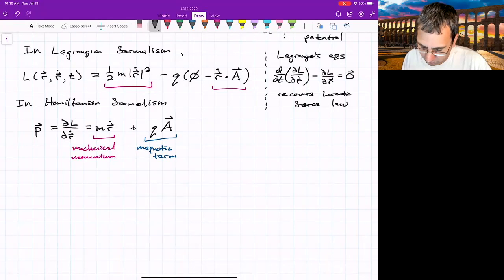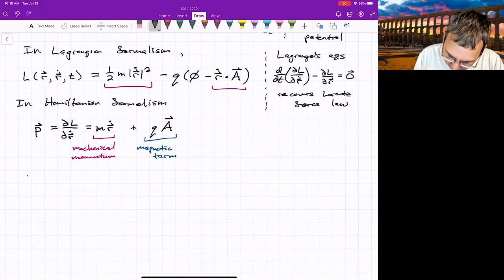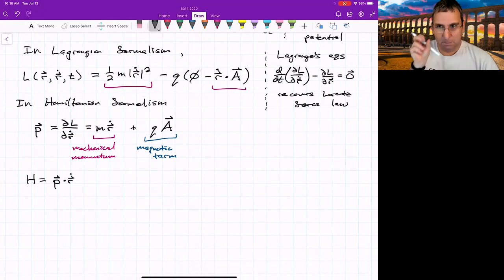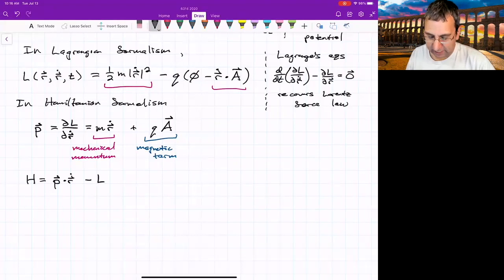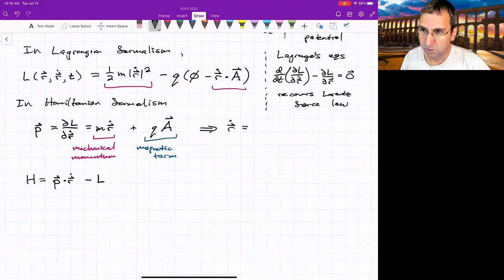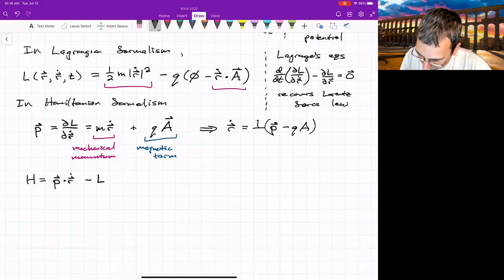And what do we require of this? Well, if we write the Hamiltonian, it's going to be the P vector dotted with the r dot vector minus L. And remember, we have to be able to write r dot completely in terms of the momentum. So we can do that. That's pretty easy over here. r dot equals P minus QA, divided by m.